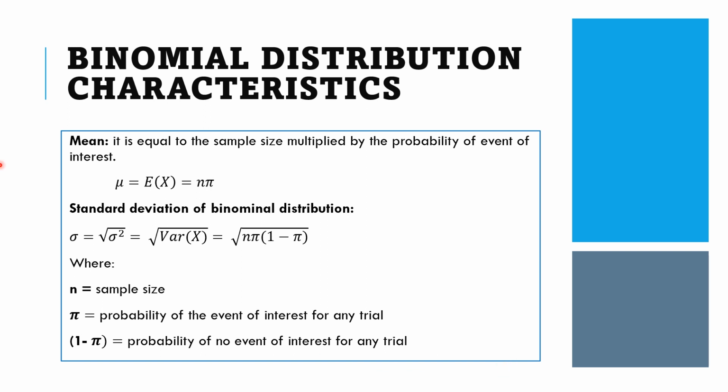So, in order to calculate the mean, you need to multiply the sample size by the probability of an event of interest for any trial. To calculate the standard deviation, you need to take the square root of the sample size times the probability of an event of interest, times the probability of no event of interest for any trial.